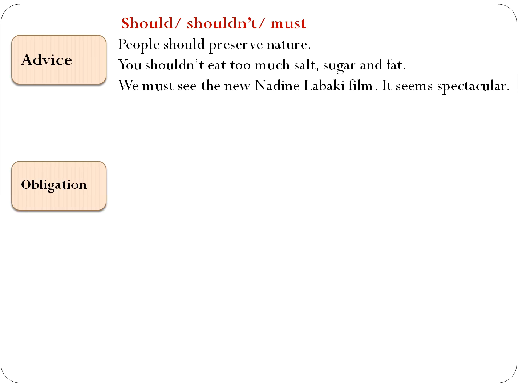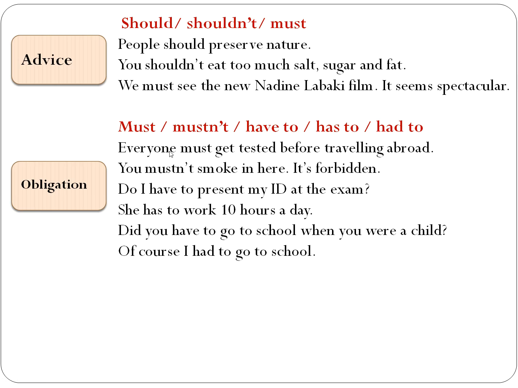Next we have obligation. How do we express obligation? By using must, mustn't, have to, has to, had to. Examples: everyone must get tested before traveling abroad. So now it's an obligation with COVID and everything. Before you take a plane, you must get tested, you see. Okay, next, you mustn't smoke in here. It's forbidden. An obligation not to smoke.